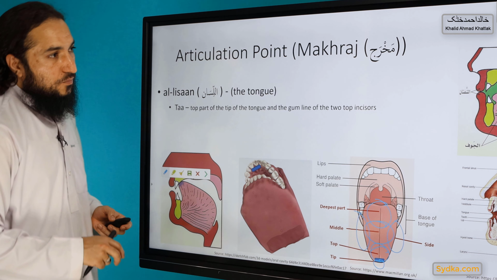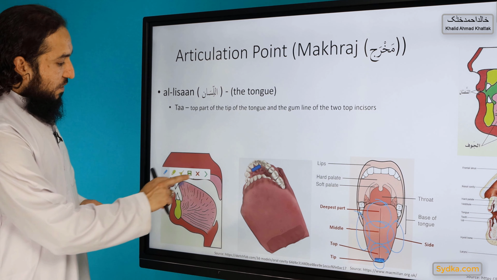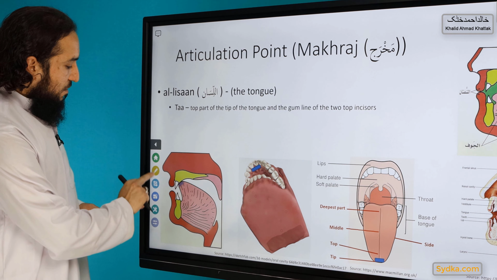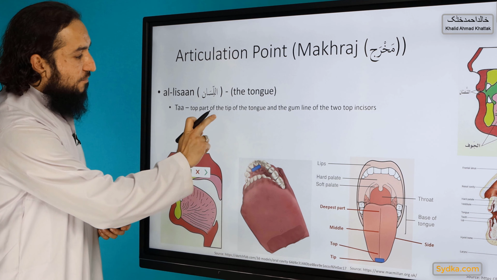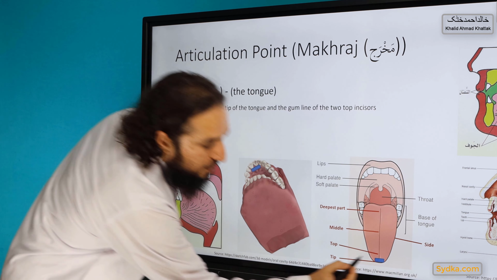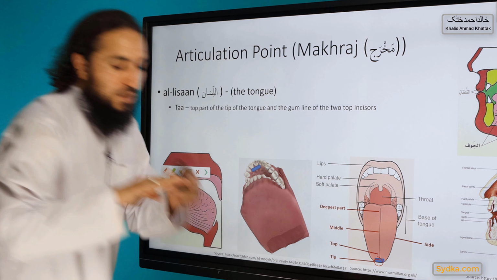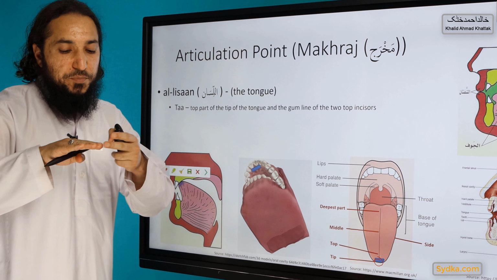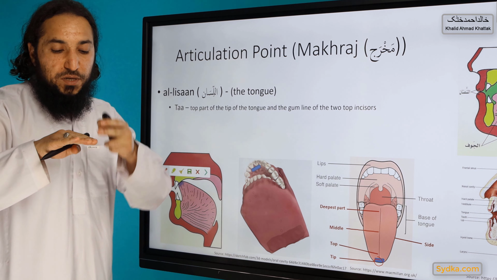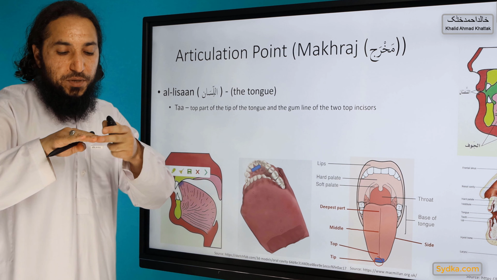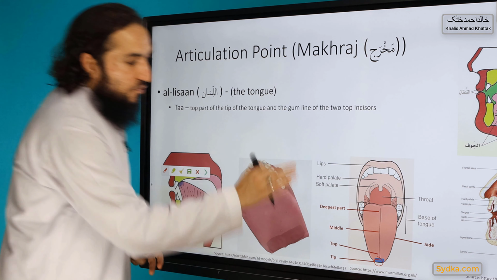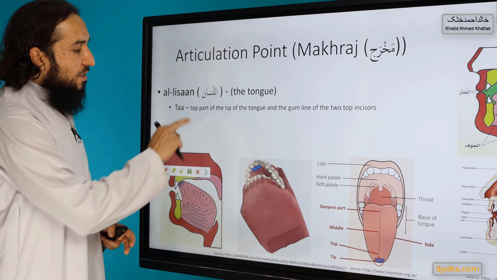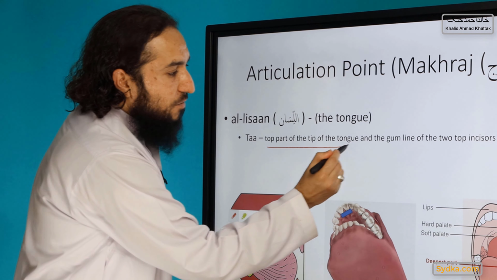Okay, so what we said here: the top part of the tip of the tongue. So this is the top part of the tip of the tongue. If you see, a tongue has three parts: the front of the tip, the top side of the tip, and the underneath. So for this particular letter, we will be using the top part of the tip of the tongue.